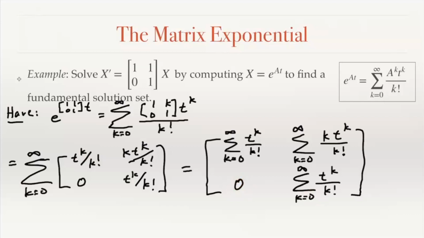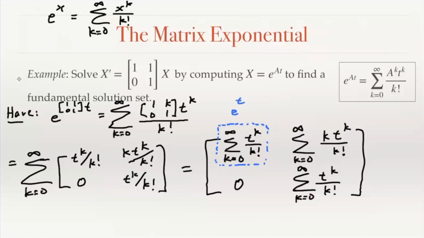And now what we do is hopefully we can identify each of these as a Taylor series of something that we know. So we know, for example, that e to the x is the sum from k equals 0 to infinity of x to the k over k factorial. Does this look familiar? Yes, it's just that, except with a t instead of an x. So this guy is just e to the t. It's the Taylor series for e to the t, and this guy is the same. And now we need to find what function this Taylor series is of.